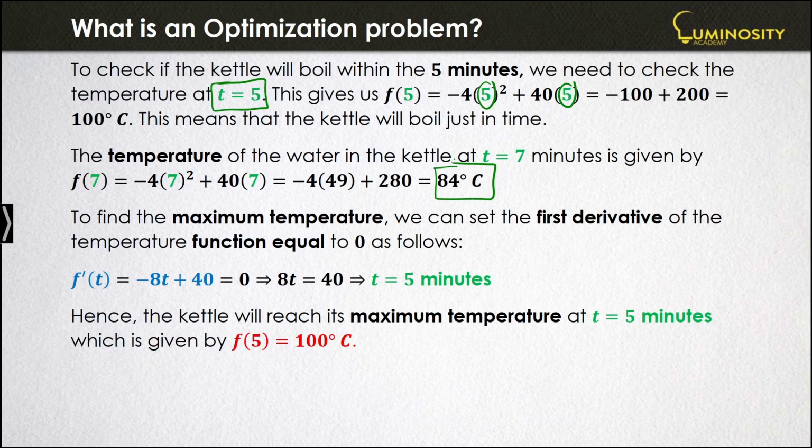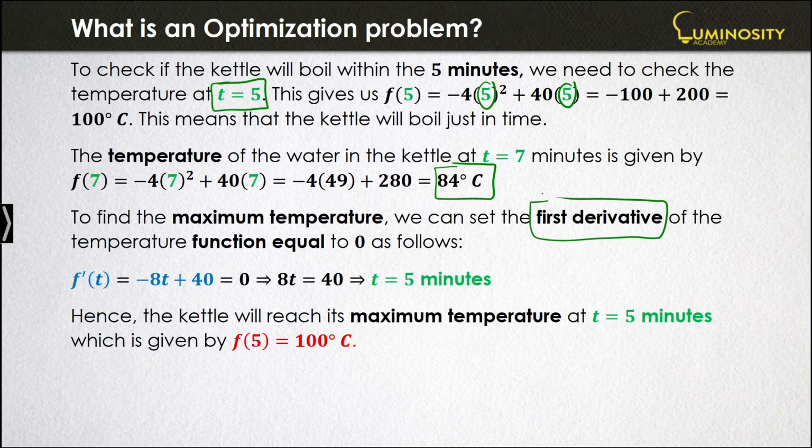And then to find the maximum temperature, what we can do is set the first derivative of the temperature function equal to 0. This is the general technique and methodology for solving an optimization problem. We're given a function, and its maxima or minima, the extrema points, are either when it's maximum or minimum, depending on the function. To find those, we set the first derivative equal to 0.